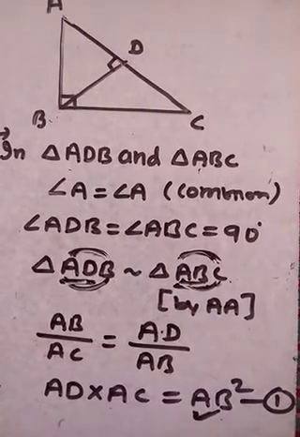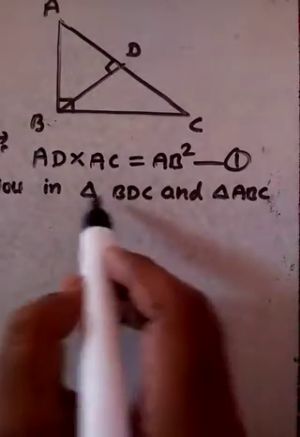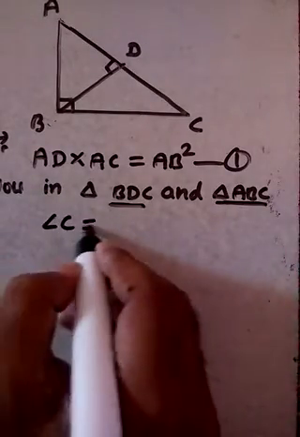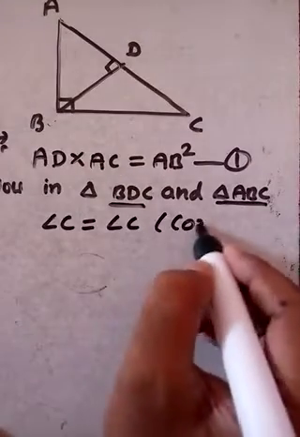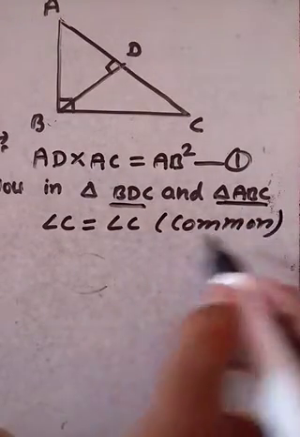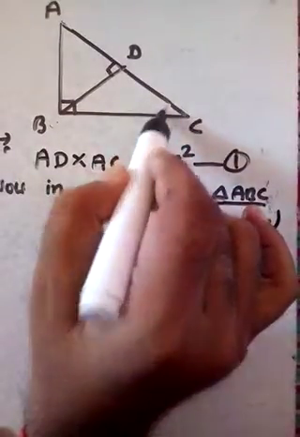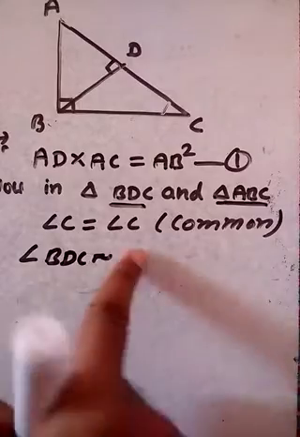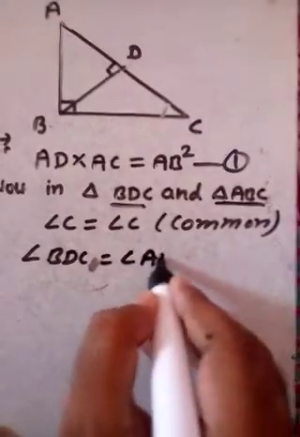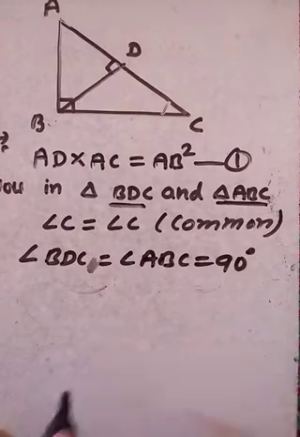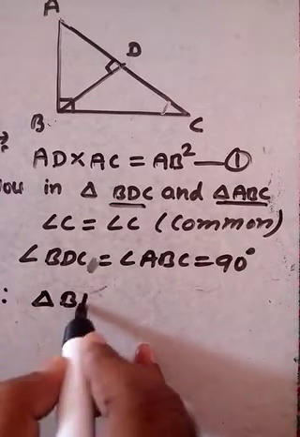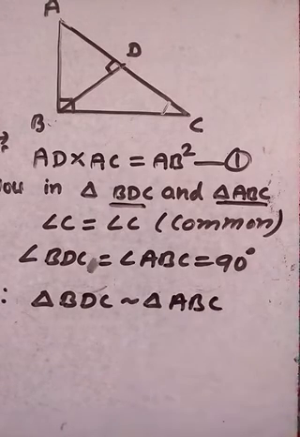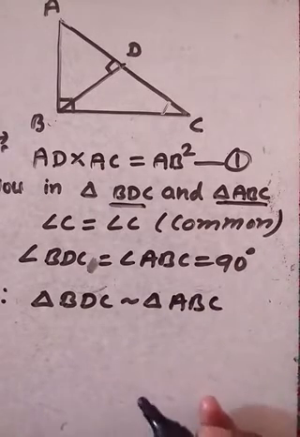Now in triangle BDC and ABC, angle C equals angle C, common, because both have angle C. This angle is common in both triangles, and angle BDC equals angle ABC equals 90 degrees. Therefore triangle BDC is similar to ABC also by a corollary of similarity.